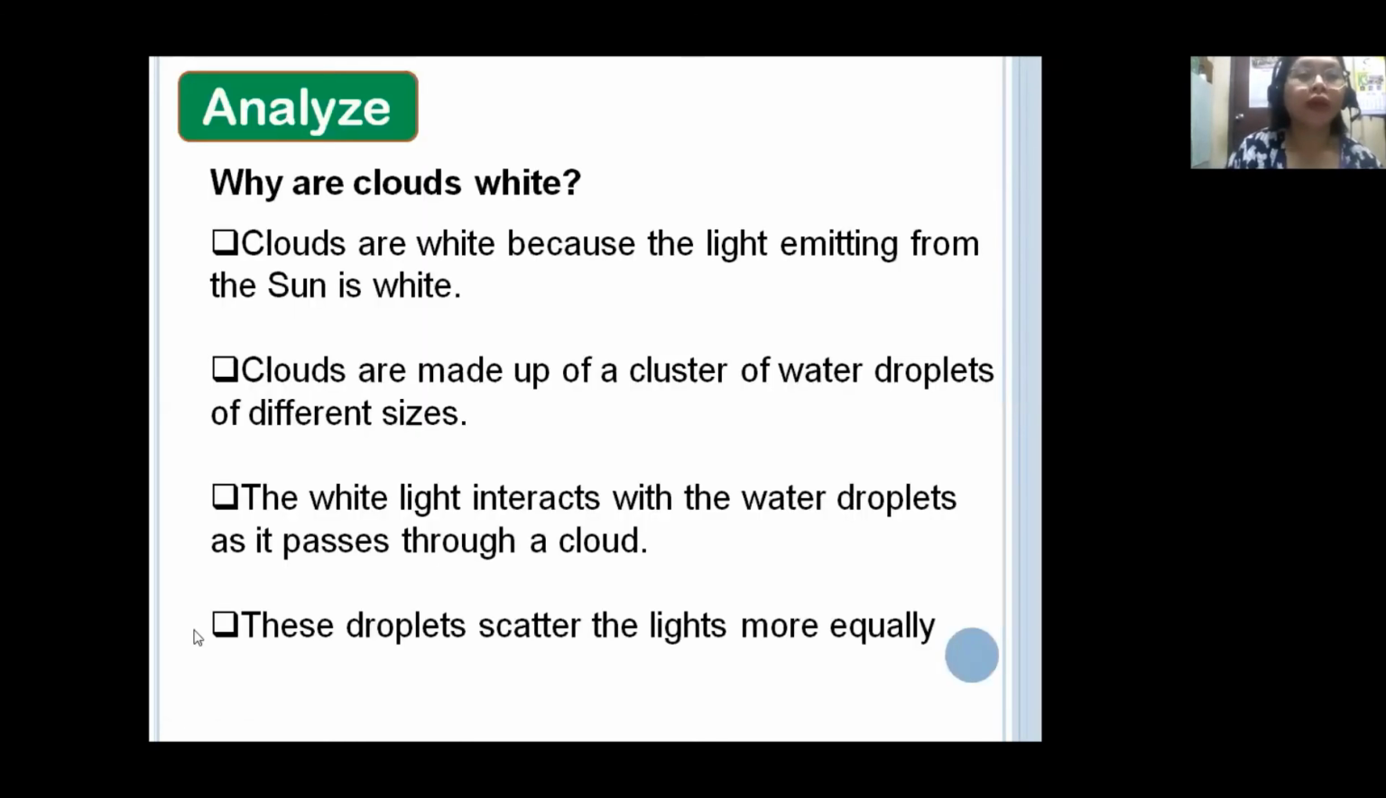Okay, so next question. Why are clouds white? Clouds are white because light emitting from the sun is white. Clouds are made up of clusters of water droplets of different sizes. The white light interacts with water droplets as it passes through a cloud. These droplets scatter the light more equally. Okay, let's visualize that.